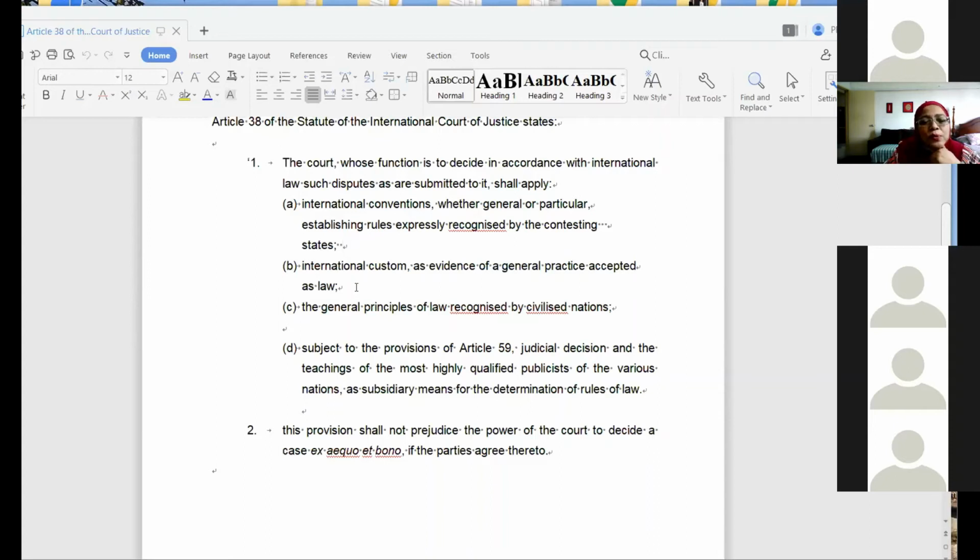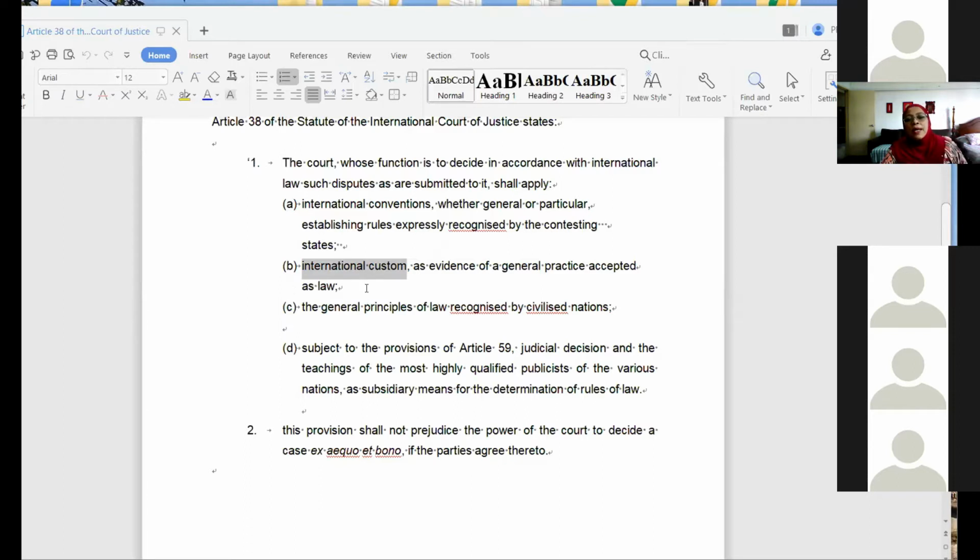All right, let's look into B, international custom. International custom, as evidence of a general practice accepted by law. We are now in the second part, yeah? All right, B. We are looking into the explanation, Article 38, Clause 1B.